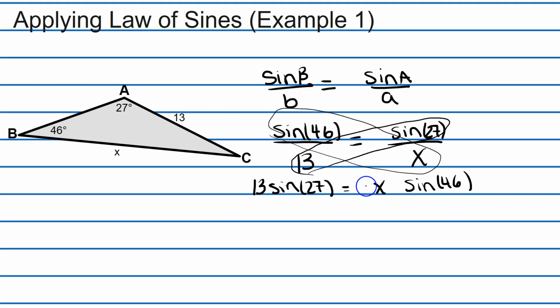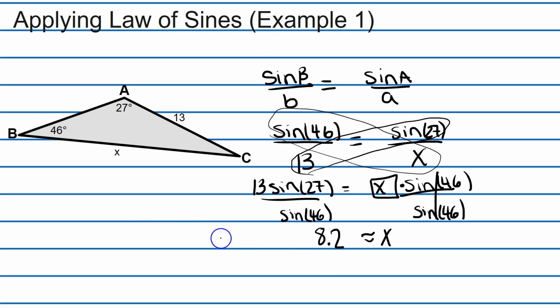So you want to get x by itself. That is the goal. I'm going to box it up. There's imaginary multiplication here, so I need to divide both sides by sine of 46. Alright, and that becomes 1. So that means x is going to equal just about, and then you put it in your calculator. In this case, you're going to get 8.2. So x is right around 8.2 for the side length.